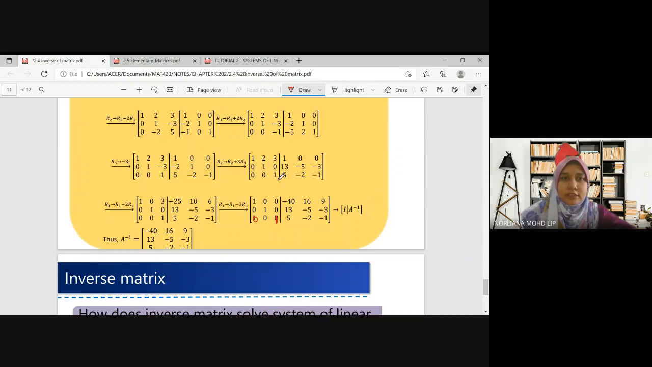You can look here. The steps are that you must perform the operations until you get reduced row echelon form. Oh, this is the identity matrix. We get the identity matrix, so the right hand side is equal to A inverse.